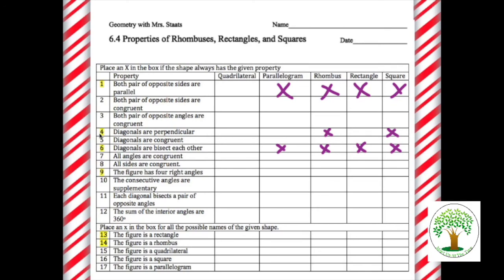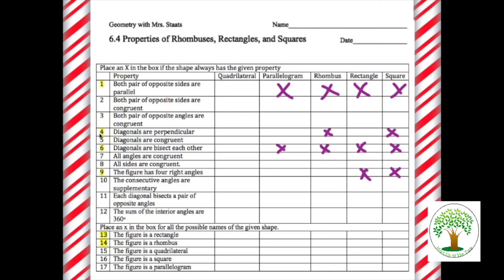Number 9. The figure has 4 right angles. Which of the figures have 4 right angles? Squares do, I agree. Rectangles do. Very good. Anything else? No.